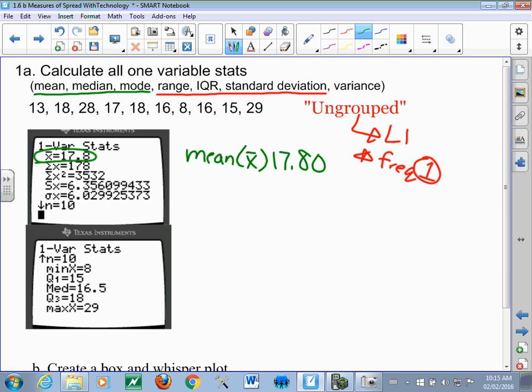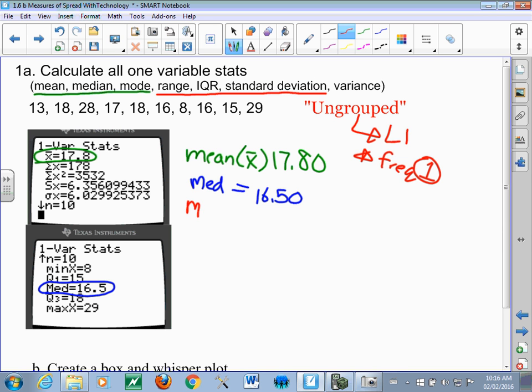Okay, the next one we're looking for is the median. So the median, folks, is down here. You probably have to arrow down when you do it on your calculator. MED, which is median, and that equals 16.50. Okay. Now the mode isn't available on this until we do what's called a frequency table or a scatter plot. So we're just going to visually look for the mode.